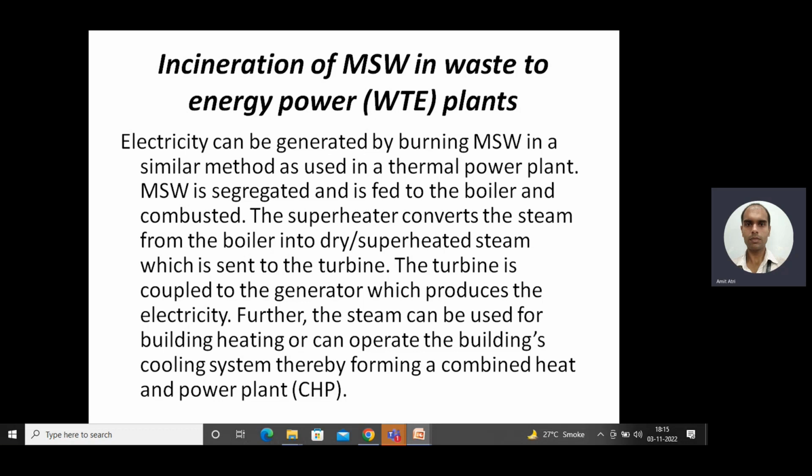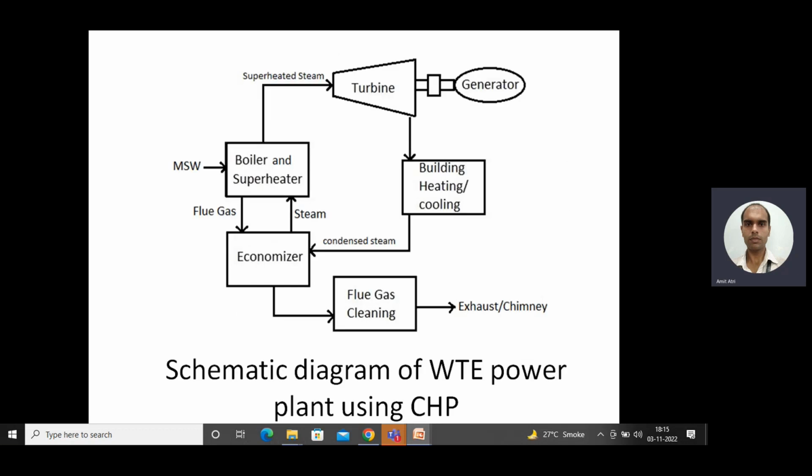Okay, so this steam is heated, becomes superheated steam, and then this steam is used to run the turbines. These turbines are coupled with the generator, and the generator produces the electricity. So the simplified blocks or components of a waste to energy power plant are being indicated here.